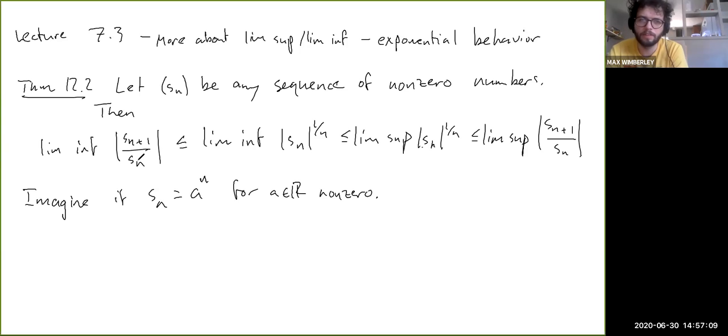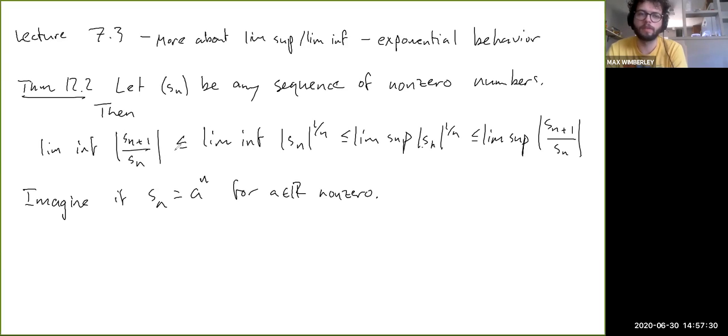Now, of course, there are many sequences which mimic exponential behavior, but not exactly. If you just fudge the numbers a little bit, you'll get a sequence which is not exactly exponential, but these numbers can still tell you roughly how fast it would be growing or decaying.